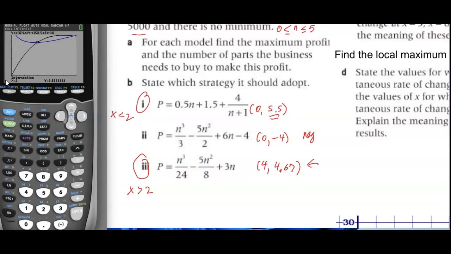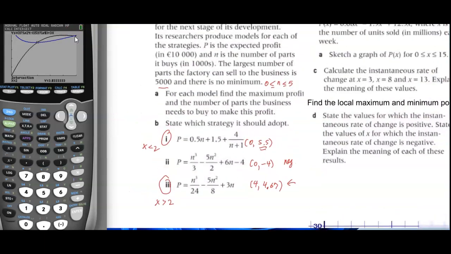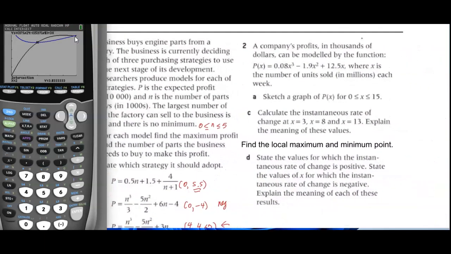Okay, so the blue strategy is better for low volumes, and the black strategy is better for higher volumes above 2. Okay, it looks like right before you get to 5, they cross back again, but I don't think that's significant. We don't need to worry about that. All right, let's go to the next problem.